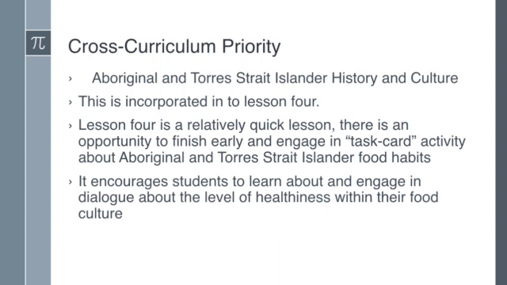There's also an opportunity for cross-curriculum priority amongst the lessons, and the cross-curriculum priority is Aboriginal and Torres Strait Islander history and culture. It's incorporated into lesson 4, as lesson 4 is a relatively quick lesson, so there's an opportunity to finish early and engage in a task card activity, where students each receive an information card about either an Aboriginal or Torres Strait Islander tribe's food habits. The students then discuss and open up a dialogue about the level of healthiness in each food culture.